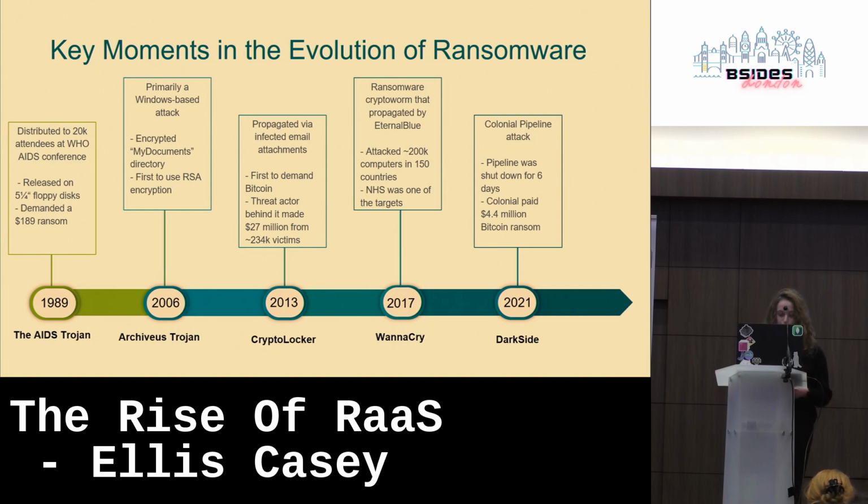Then there's the Archivist Trojan, which first appeared in 2006, and was primarily distributed via spam emails and file-sharing sites. This was the first ransomware to use RSA encryption, which is commonly used as it was difficult to decrypt, because unlocking an RSA file needs a specific alphanumeric string of characters. The Archivist Trojan encrypted everything in the My Documents directory and contained them in a single file. For ransom, it required victims to buy items from specific websites in order to receive a key to unlock their files. Then there's CryptoLocker that appeared in 2013.